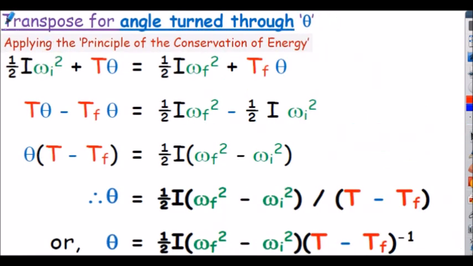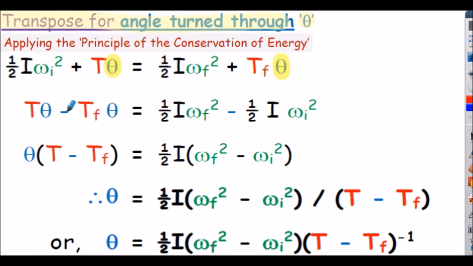Here we're transposing for angle turn through, theta. Note theta occurs in 2 locations within the formula on the left hand side and the right hand side. So essentially we're going to transpose the equation to have the theta terms onto one side of the equation, which we will then factorise on theta, then divide throughout by the bracket. So let's have a look at the steps for this.